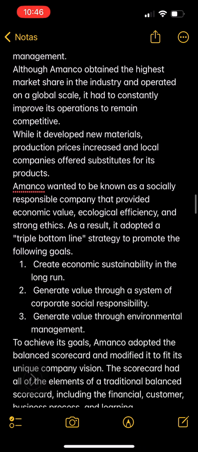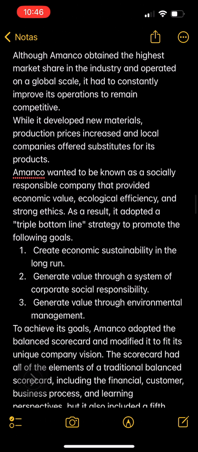Although Amanco obtained the highest market share in the industry and operated on a global scale, it had to constantly improve its operations to remain competitive. While it developed new materials, production prices increased and local companies offered substitutes for its products. Amanco wanted to be known as a socially responsible company that provided economic value, ecological efficiency, and strong ethics.